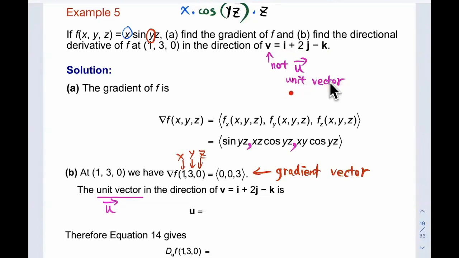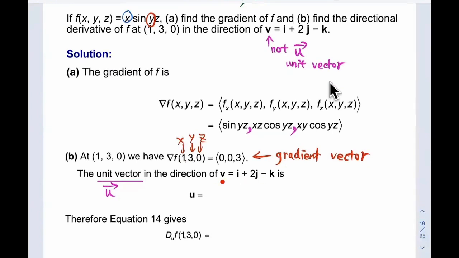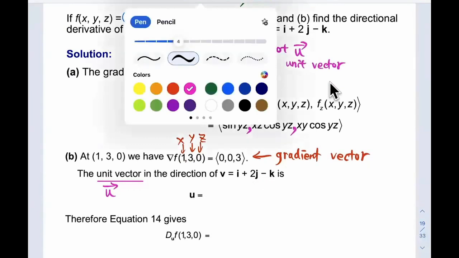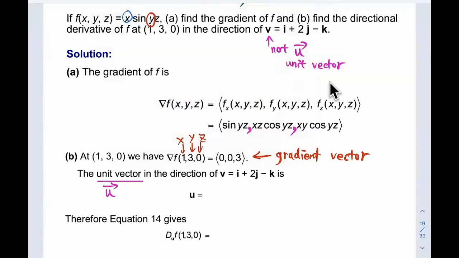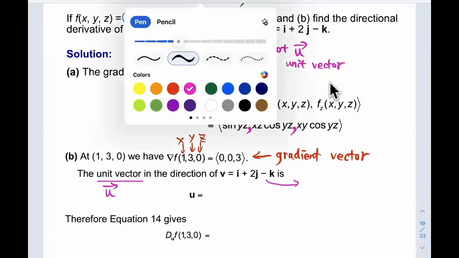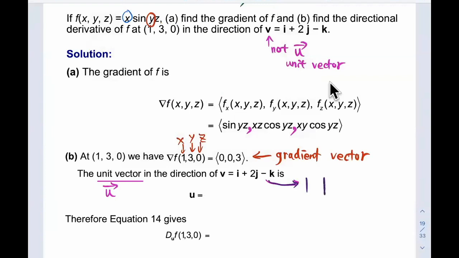Divide by its magnitude, okay? So we have this. What's the magnitude of this? Do the calculation. Square root of 6, okay? So its magnitude is going to be the absolute value. The magnitude of this is equal to the square root of 1 squared plus 2 squared plus negative 1 squared, which is square root of 6. So this is the magnitude of this vector.